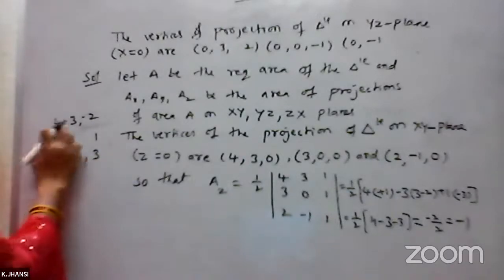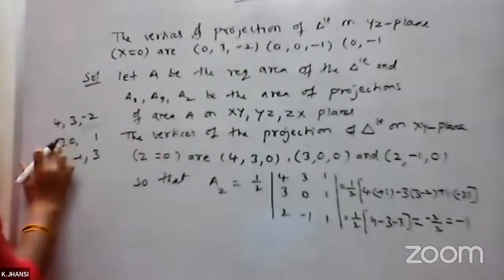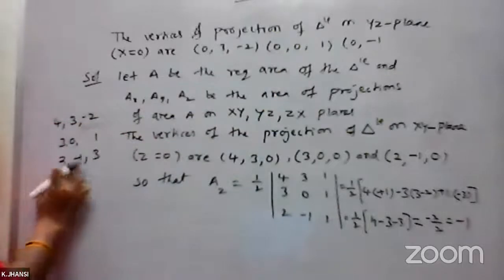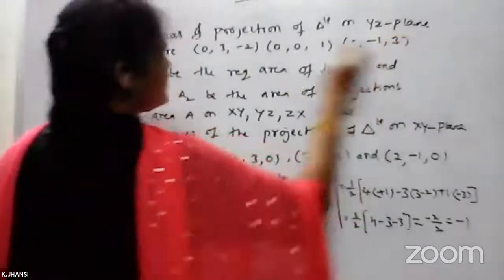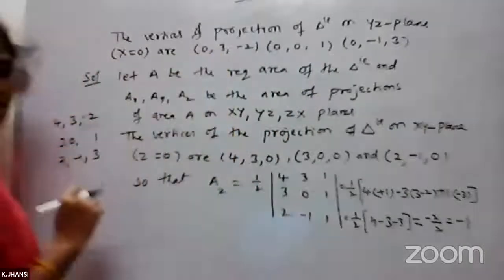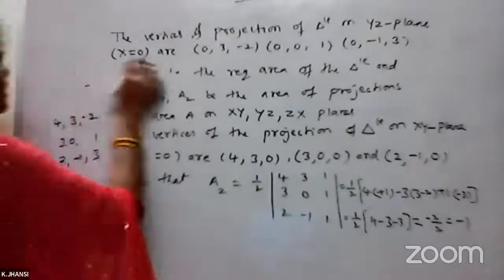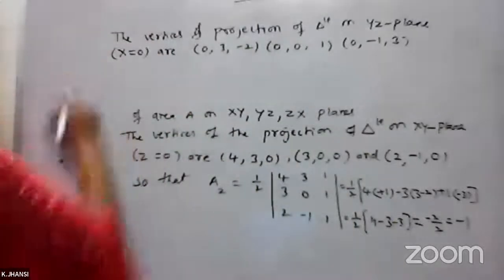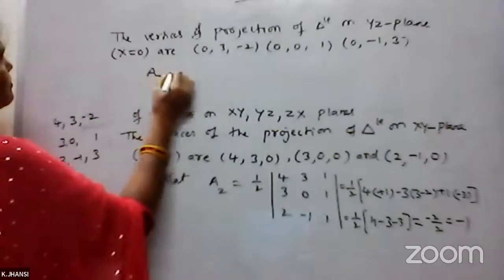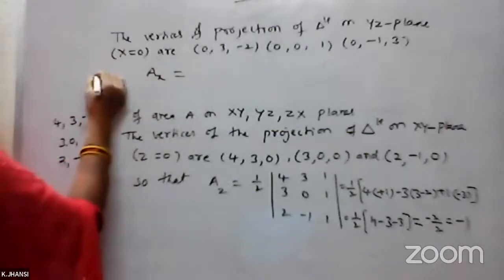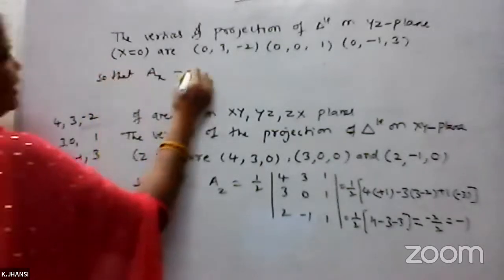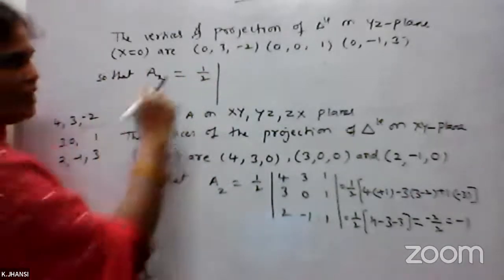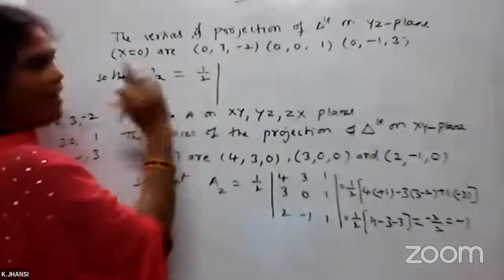So here x value is 0, no? So 3 minus 2. This is 0, this is 0. Here 1. Next we have 0, -1, 3. That is, in place of x, we are substituting the zeros. So what you will get? AX equals to, so we are finding for x, okay? AX equals to 1 by 2 of, so x means you will not have the x, whatever the points are there. So y and z.